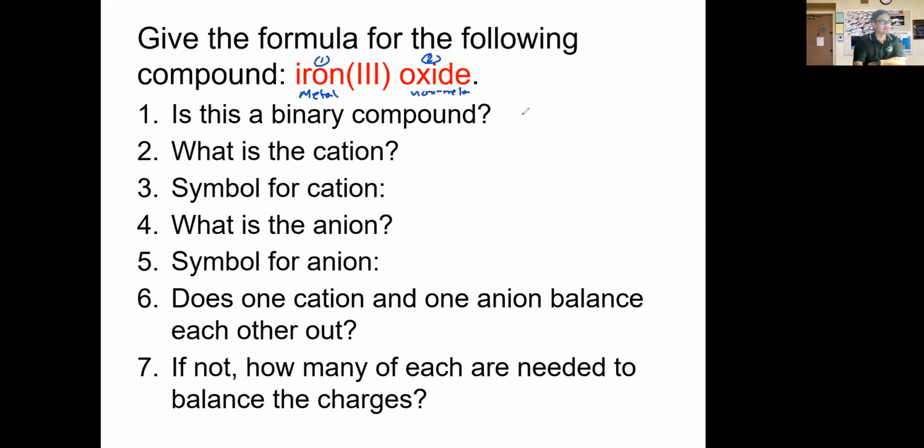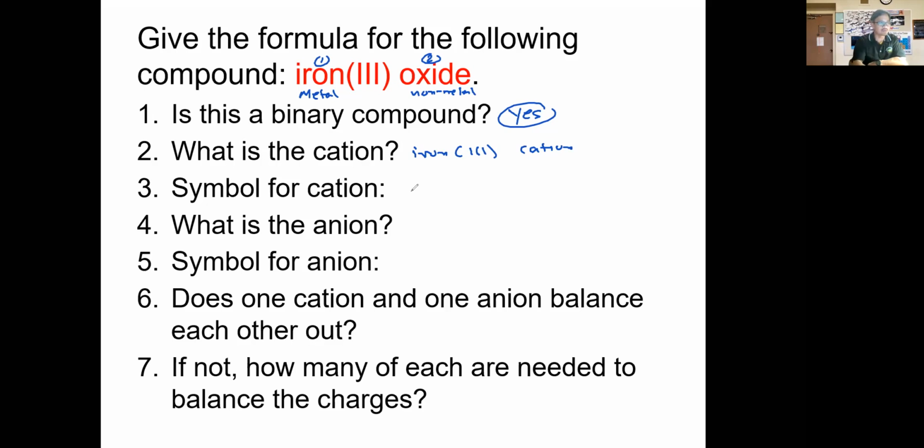And so the metal then, so this is a binary compound. The answer there is yes. The metal will always be the cation. The name of the cation here is, remember, iron 3. Iron is a transition metal, so it's going to be the iron 3 cation. Remember, the Roman numeral gives us the charge.